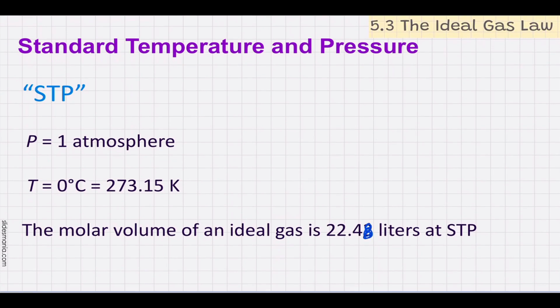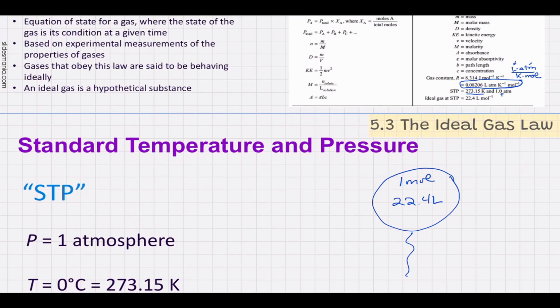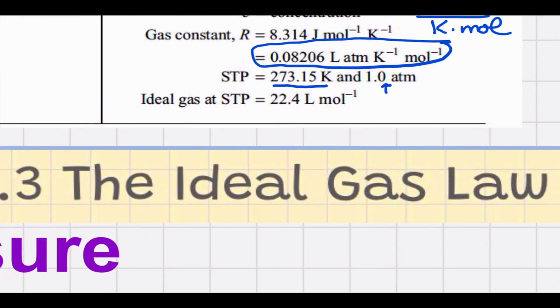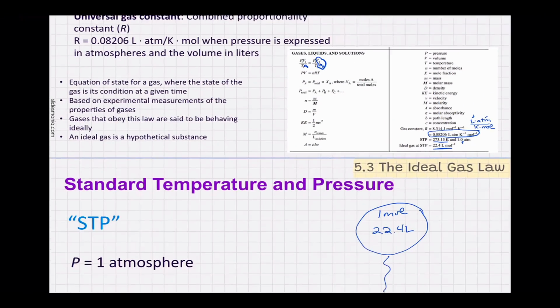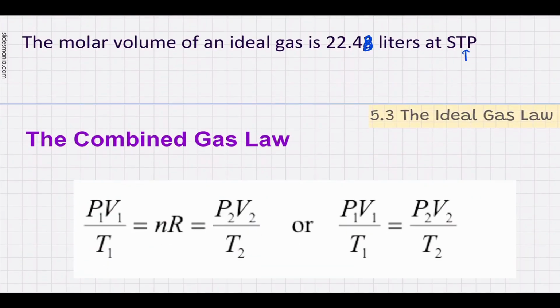Also notice the molar volume. One mole of a gas is going to take up 22.4 liters of space, and it has to be at 1 atm, 0 Celsius. And again, that is also on our equation sheet right here. So I'm going to keep going.